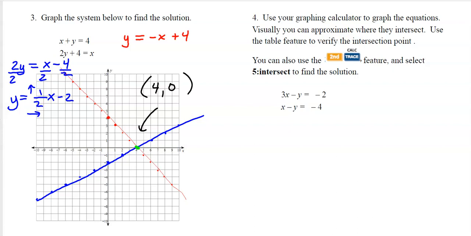Now, how can I check to see if that's right? Like if I graphed it right and did it right? I could plug it in. I could come back up here to the top and say, 4 plus 0, well, that's 4. That checks out. And then I could go 2 times 0 plus 4 equals 4. That checks out. So I feel pretty confident in my graph and in substituting back in. Things are pretty good.